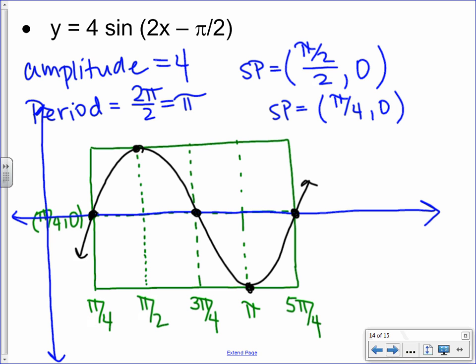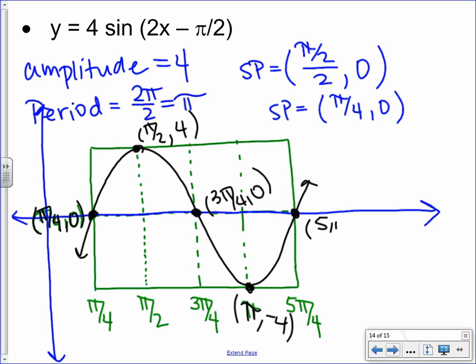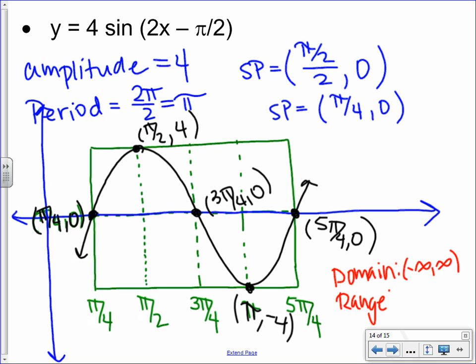So our coordinates, we have pi over 4, 0. Pi over 2, 4, 3 pi over 4, 0, pi, -4, and 5 pi over 4, 0. All sine curves have a domain of all real numbers. And this particular example has a range of -4 to 4.